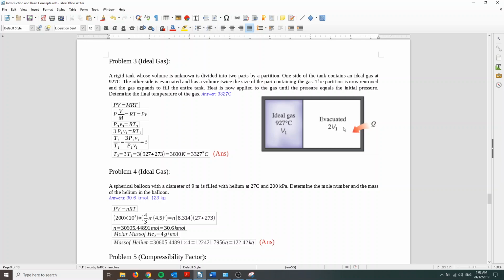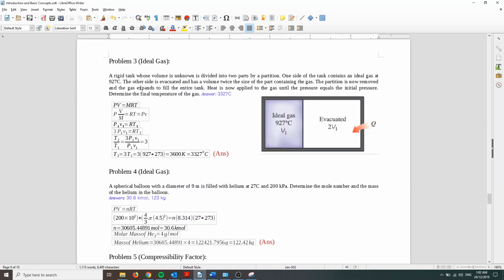So when you remove this partition, the gas will then fill up the rest of this container, but naturally the temperature would drop. In this question it says that heat is now reapplied to the gas until the pressure equals the initial pressure.